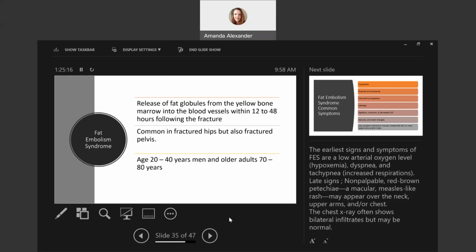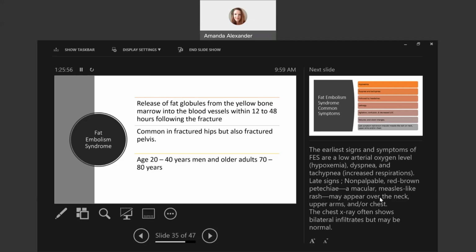They often happen between the ages of 20 and 40 in men, and then older adults such as 70s and 80s. Early signs and symptoms are going to be hypoxemia. They're going to be short of breath. They might have an increased respiratory rate. So those two signs are ominous, and we really need to pay attention to them after a patient's had this type of injury. Some late signs are non-palpable pulses, red-brown petechiae, or macular looking rash all over the body.